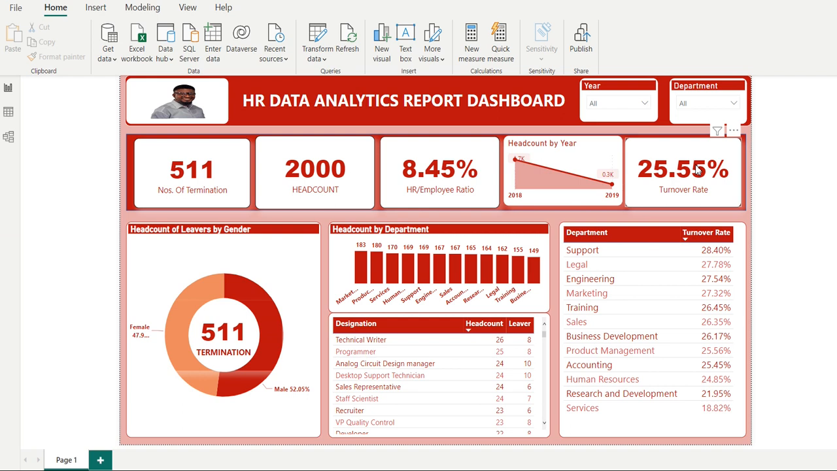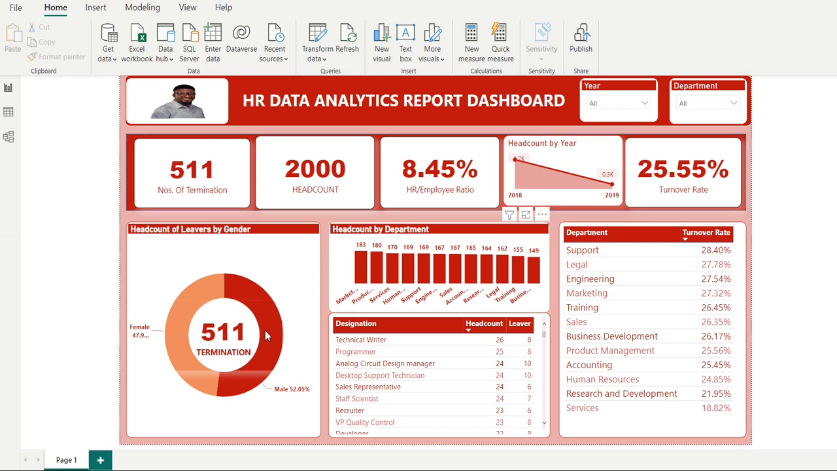So how do we calculate the turnover rate? We have different formulas for calculating turnover rate in Power BI. The turnover rate is the number of terminations divided by the average headcount times 100. We also have what we call the monthly turnover rate, and the annual turnover rate. The one we have calculated is the annual turnover rate.